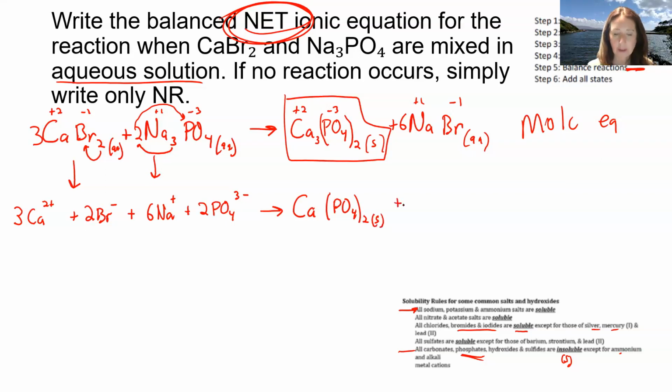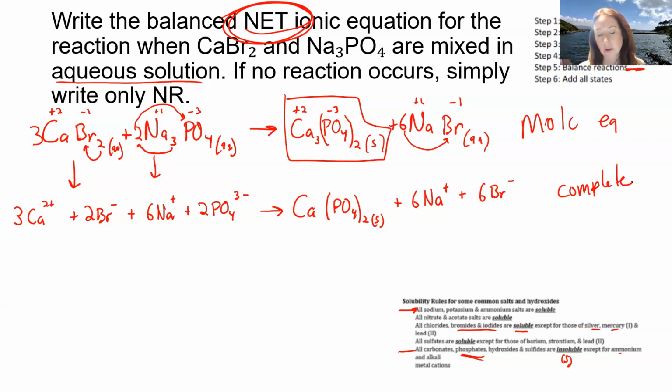And remember, everything that doesn't have a state is aq for this problem. 6 Na+ and 6 Br-. Again, this is the complete or total ionic equation, depending on what book you're reading. This question wants us to go all the way to the net ionic, which is the simplest way we can go.